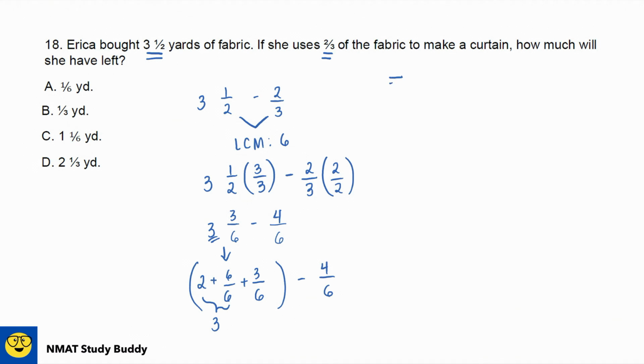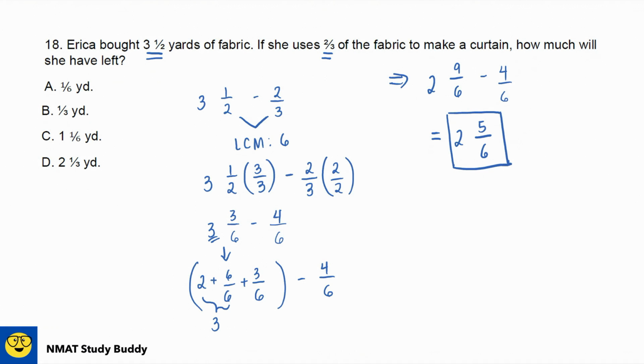So, let's continue here. 2 plus 6 over 6 plus 3 over 6 is equal to 2 and 9 over 6. Minus 4 over 6. Equal to, 2 minus 0, so 2. And then 9 minus 4 is equal to 5. Then copy the denominator, which is 6. So, this is our final answer: 2 and 5 over 6.